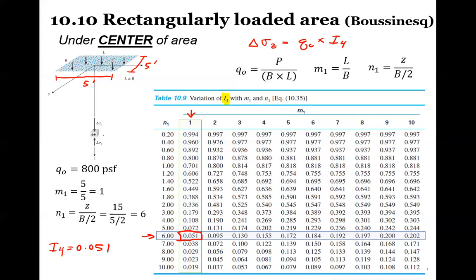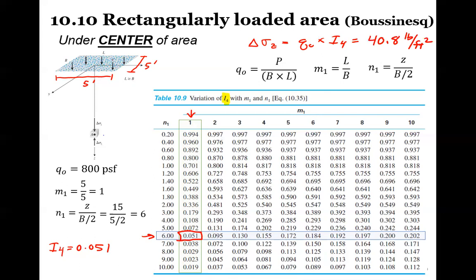So if we actually do this math out, our delta sigma Z over Q naught equals, let me make sure I got it right, 40.8. So what does this mean about the 2-to-1 method? Think about our 2-to-1 method. What was the value that we got from that? 50 pounds per square foot, right?